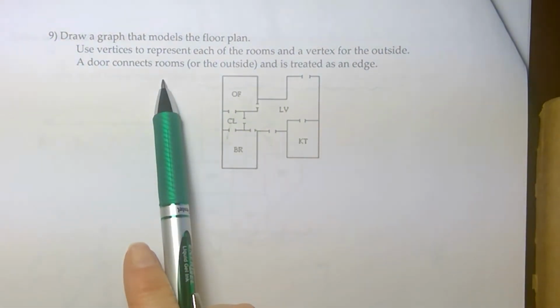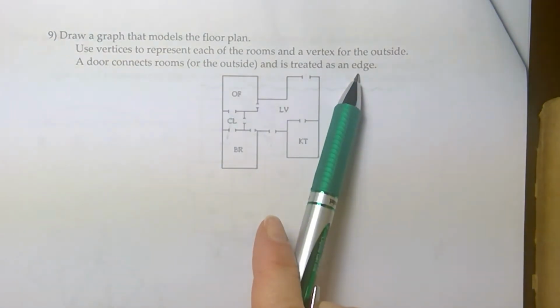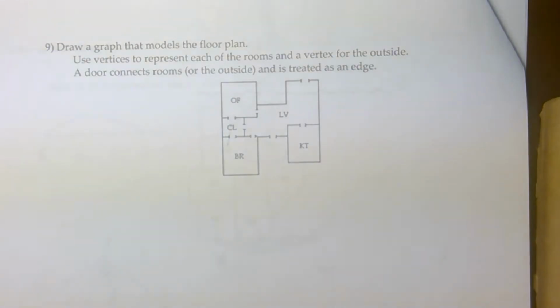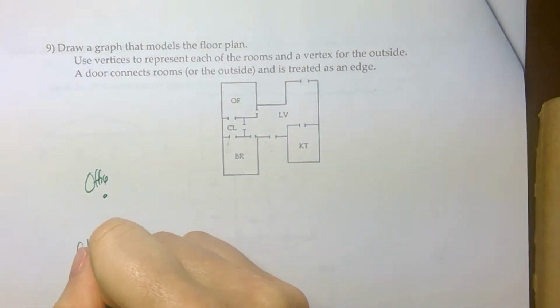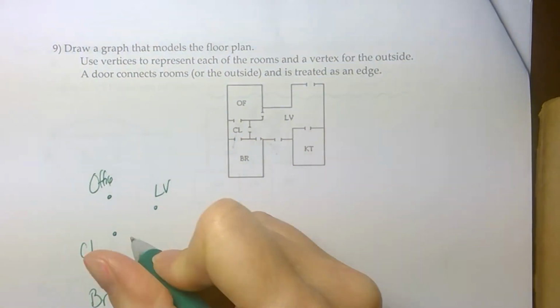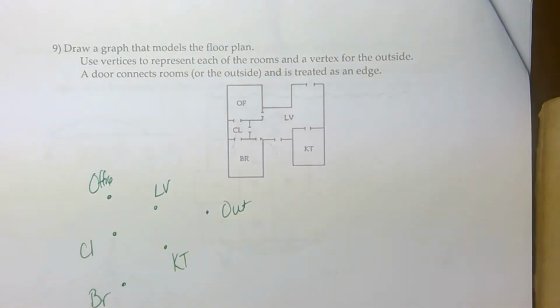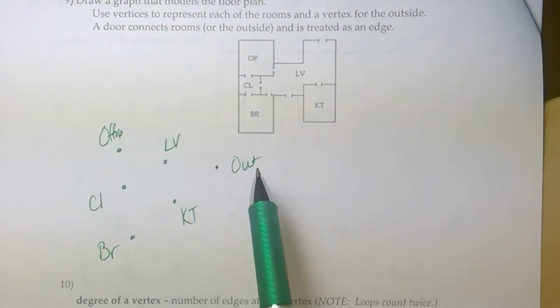A door connects rooms, and our doors are going to be treated as edges. Anywhere we have a way to pass through a door, we represent that with an edge. Okay, you can set up your vertices in different orders. I'm going to kind of do it like this. I'm going to say we've got the office, we've got the closet, and we've got the bedroom. Then we've got the living room, we've got the kitchen, and I'm going to put outdoors over here. So we've got office, closet, bedroom, living room, kitchen, outdoors.